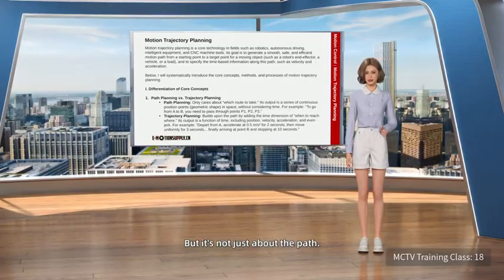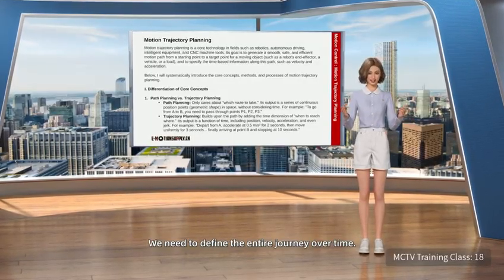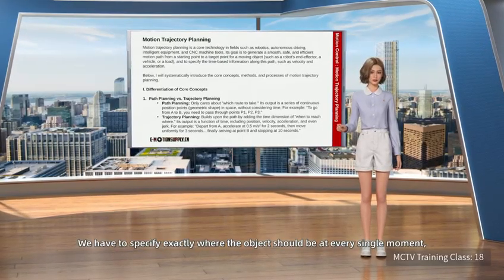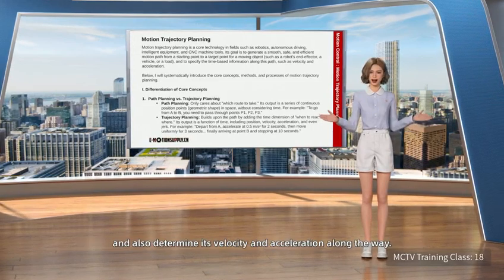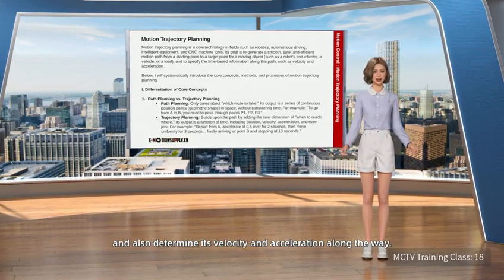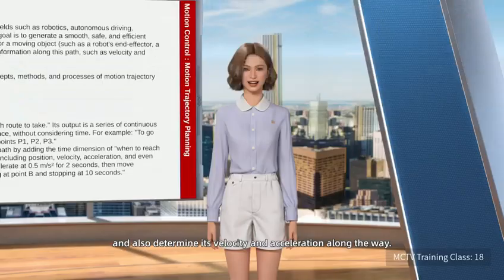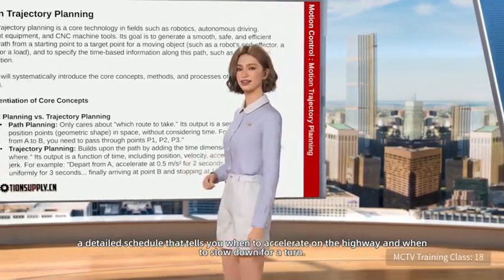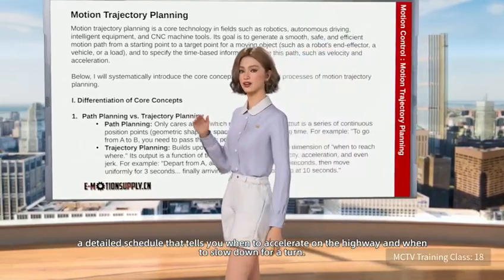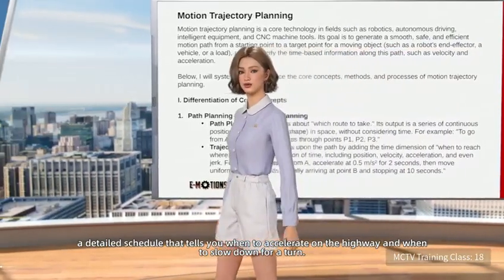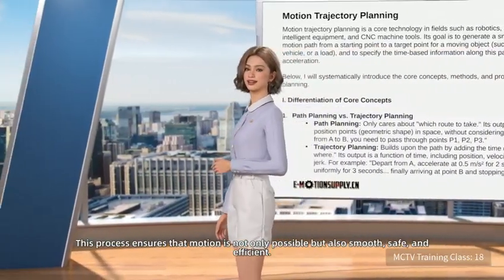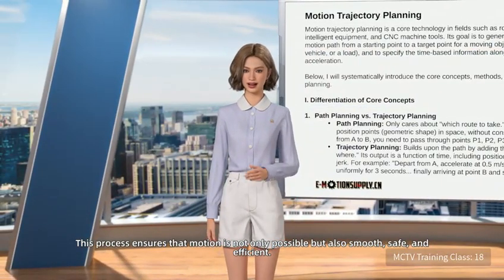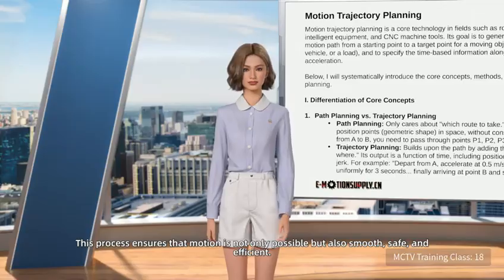But it's not just about the path. We need to define the entire journey over time. We have to specify exactly where the object should be at every single moment, and also determine its velocity and acceleration along the way. It's the difference between knowing you need to drive to a neighboring city and having a detailed schedule that tells you when to accelerate on the highway and when to slow down for a turn. This process ensures that motion is not only possible but also smooth, safe, and efficient.